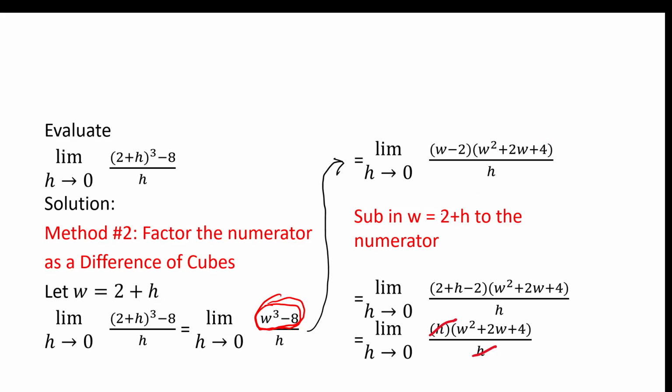Now what we can do is sub in 2 plus h for w. So w minus 2 becomes 2 plus h minus 2. And we still have w squared plus 2w plus 4. This 2 plus h minus 2 is actually the same as just h. So we have a factor of h in the numerator. And of course, we still have that factor of h in the denominator, and we can now cross them out.